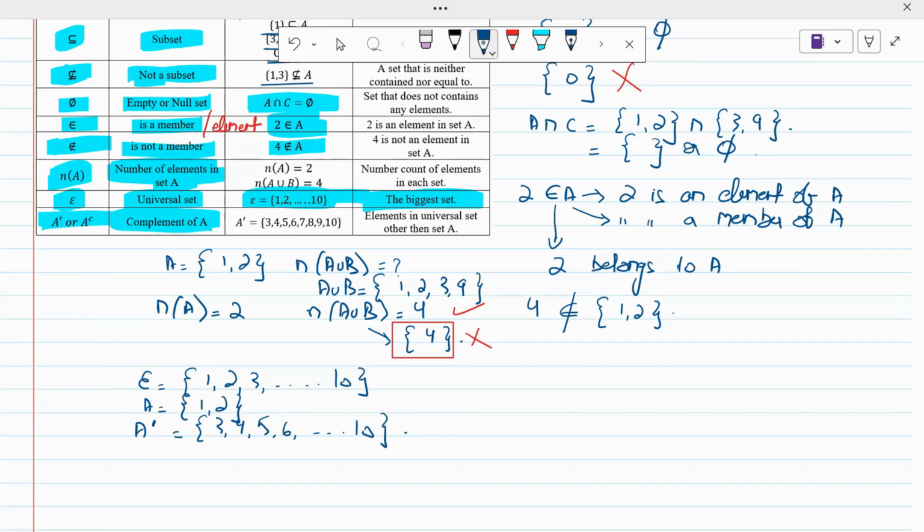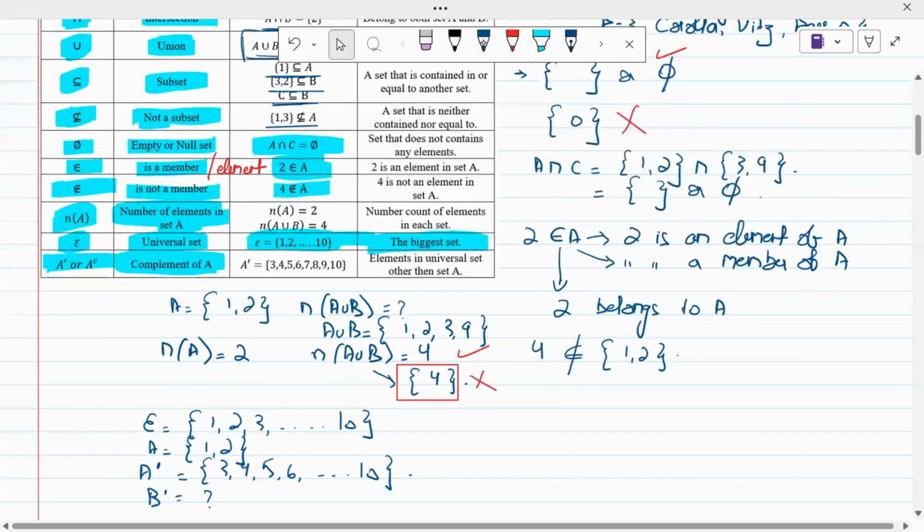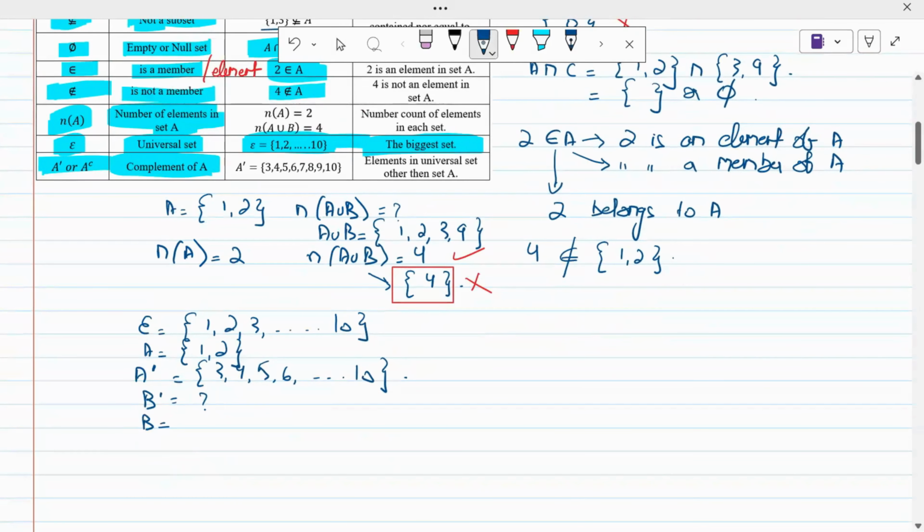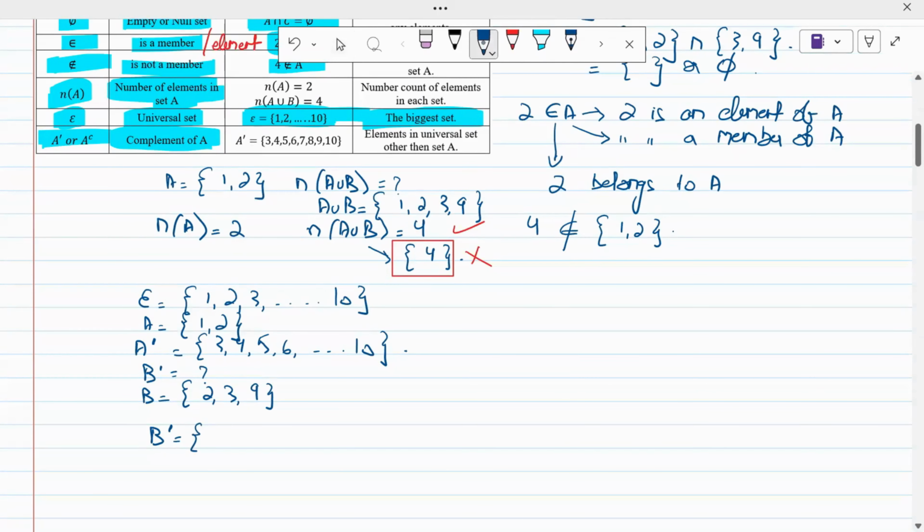If it says, for example, B complement, if you have to find B complement, we know the elements of B. Elements of B are 2, 3, and 9. So B complement would be removal of the elements 2, 3, 9 from the universal. So if you remove them, you'll get the result as 1, 4, 5, 6, 7, 8, 10.